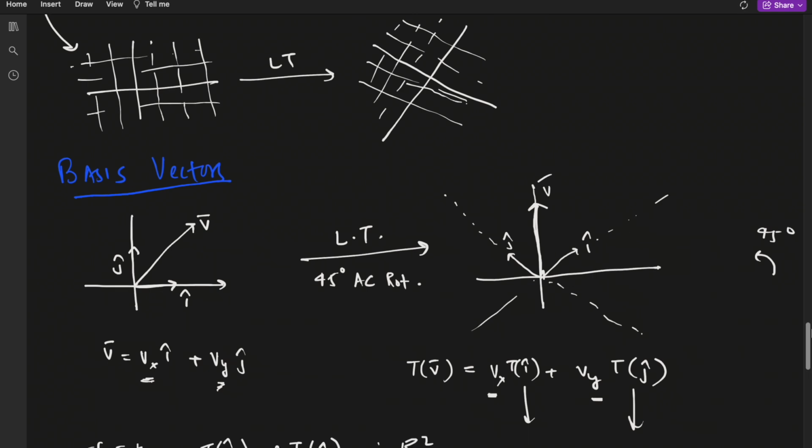Okay, sorry guys, this is not V, this is TV, transformed V. This is transformed i hat, and this is transformed j hat. All right, I can write this, transformed i hat. This is transformed j hat.